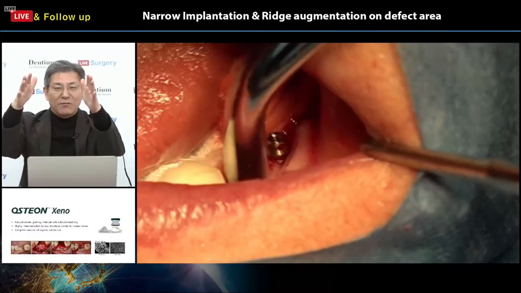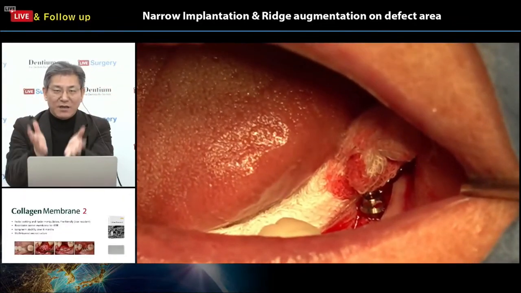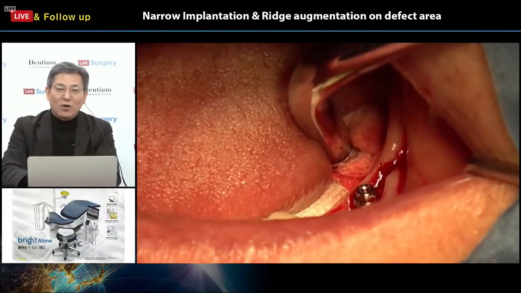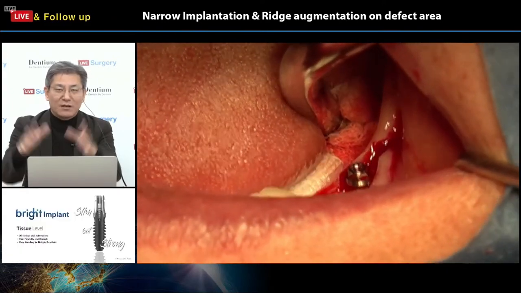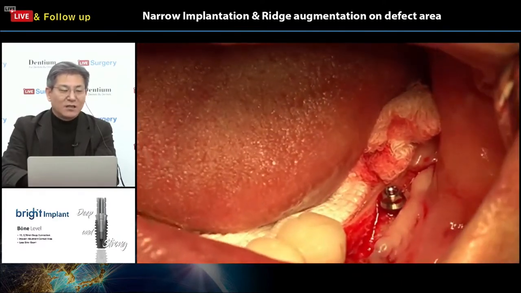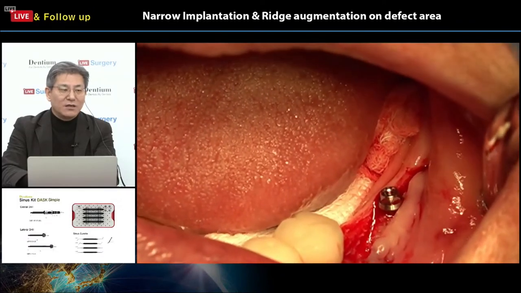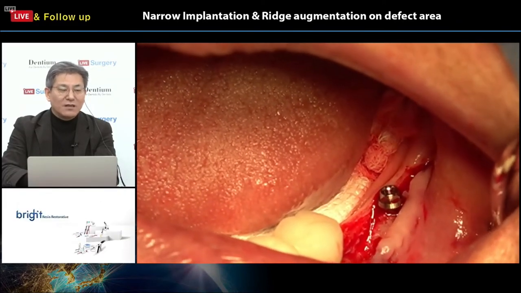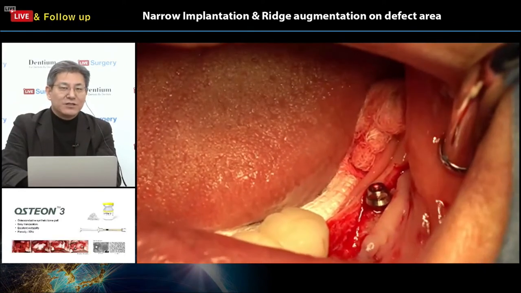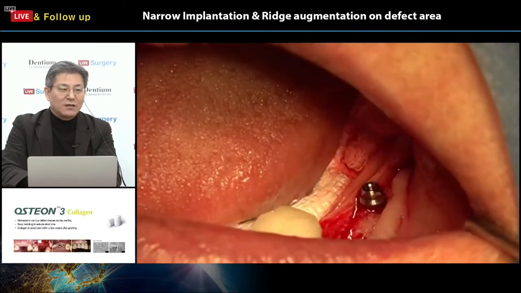This one is belly style. The middle portion of the fixture is wider than the apical and the top portion, right? It means I call this shape the fat belly style. So this fat belly design makes a higher initial stability, even in softer bone, and an even distribution when you have final loading with occlusal loading, right?